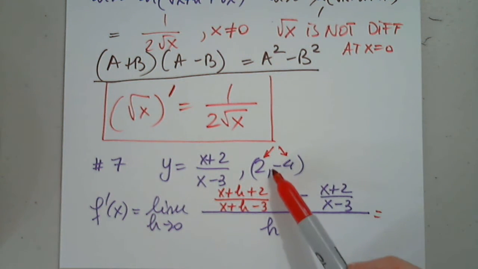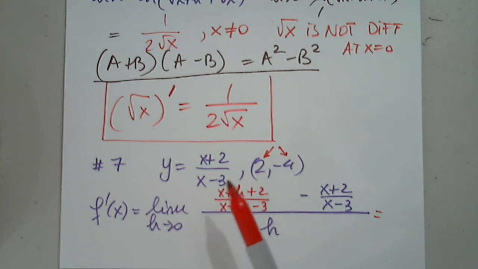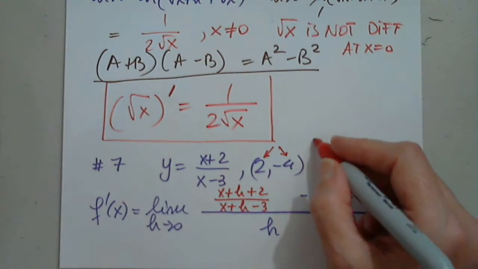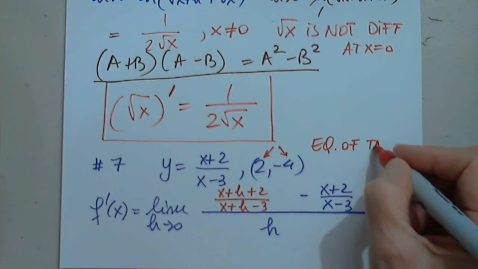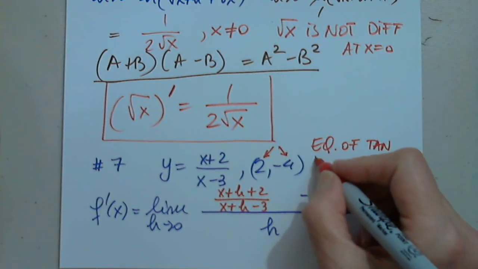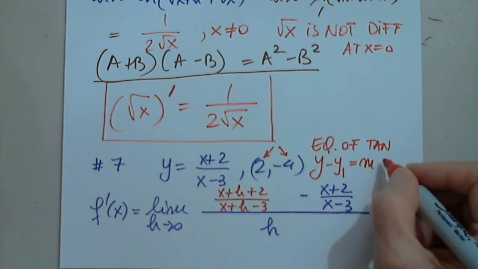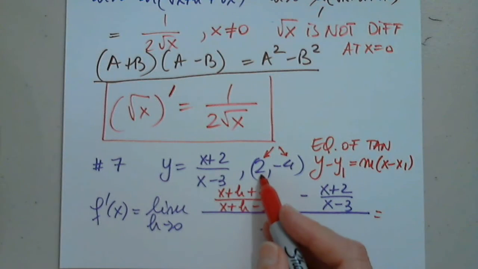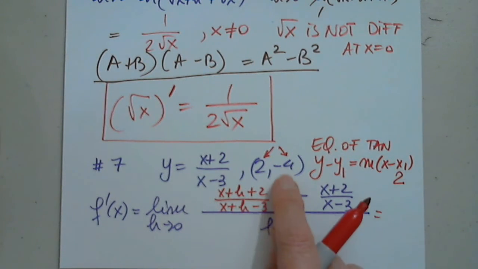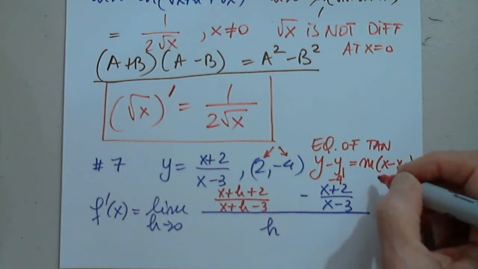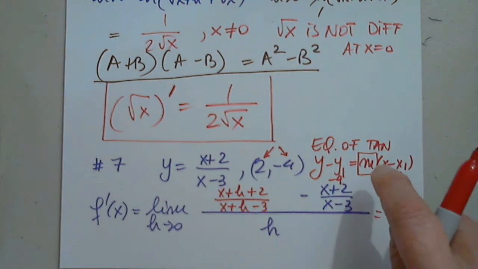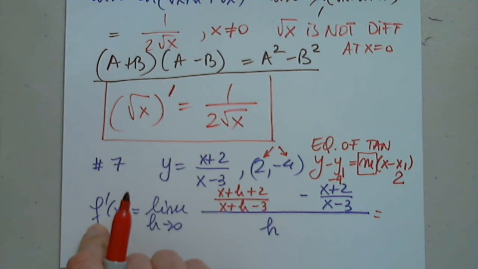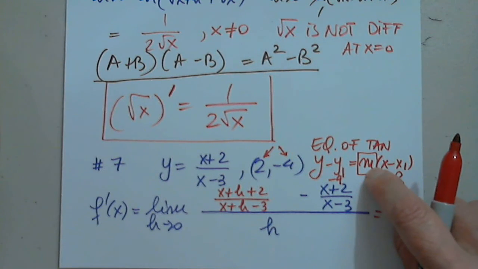How do I know the function is differentiable there? Well, you'll see in a moment that 2 is in the domain of the function and also in the domain of the derivative. So we are asked to find the equation of the tangent at this point. So I have to use y minus y1 equals the slope times x minus x1. I have x1, which is 2. I have y1, which is negative 4. What I'm looking for is the slope. How do I get it? Once I have the derivative function, I plug in 2 to get the slope.